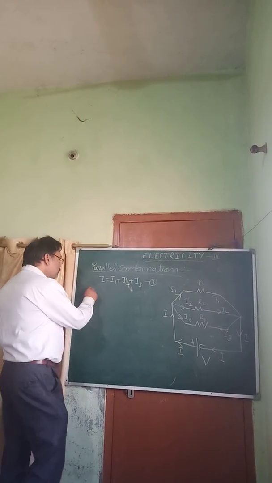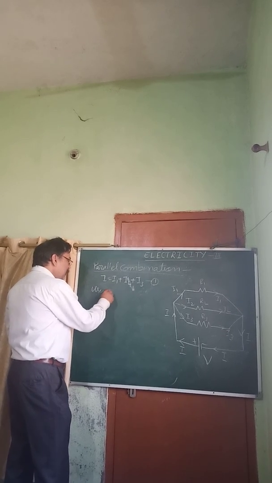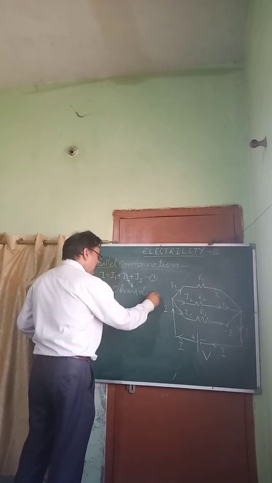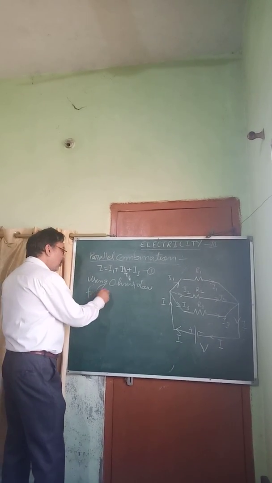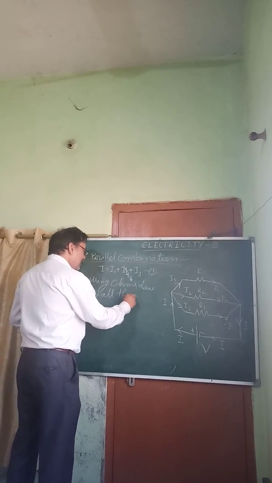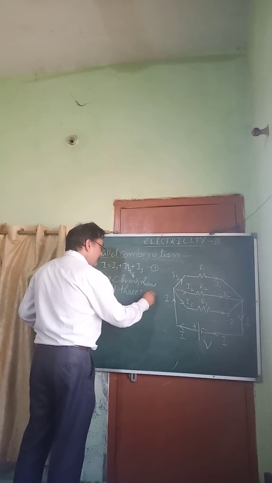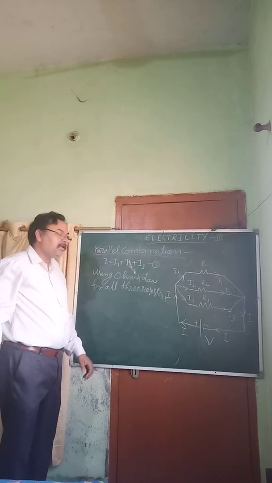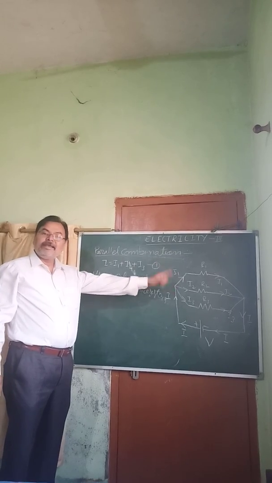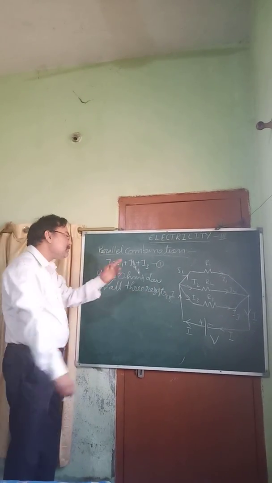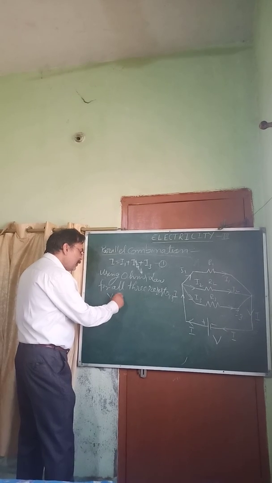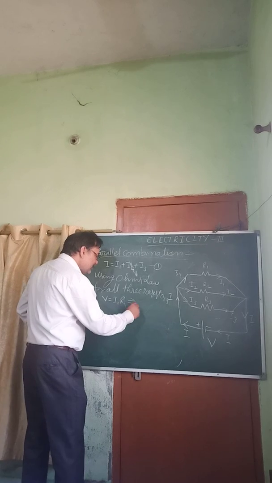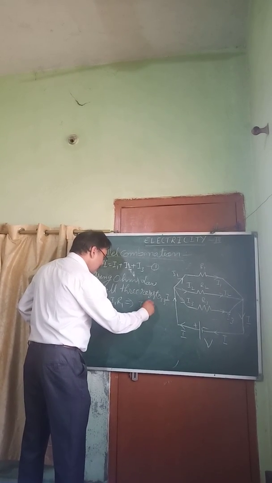Now, using Ohm's law for all three resistors, what will we get? For the first one, potential difference will be V because all are in parallel. Current flowing through it is I1, resistance is R1. So can we write V is equals to I1 R1? And from here, we get I1 is equals to V by R1.